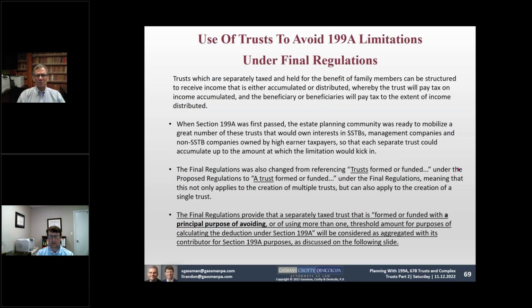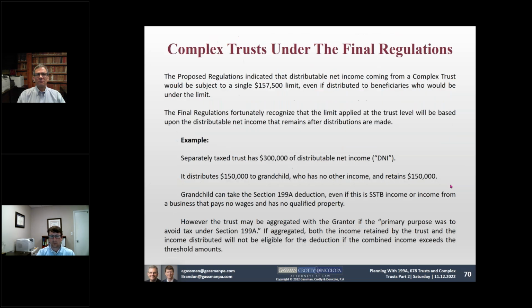But to talk a little bit about using trusts, the final regulations tell us that if we form a trust with a principal purpose of avoiding or using more than one threshold amount for calculating the 199A deduction, then that trust is really just aggregated with the grantor or the settlor of that trust, and therefore you don't get that separate threshold. No trust beneficiary or the trust would get a Section 199A deduction if it's the principal purpose. So what is the principal purpose? Well, we'll get there in a second, but let's go through an example first to drive home how the regulations kind of limit the ability to use this.